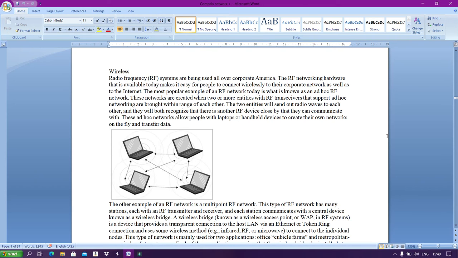Two entities will send out radio waves to each other and they will both recognize that there is another RF device close by that they can communicate with. These ad hoc networks allow people with laptops or handheld devices to create their own networks on the fly and transfer data. So this is a picture of an example of an ad hoc network in which each laptop is able to communicate with another.